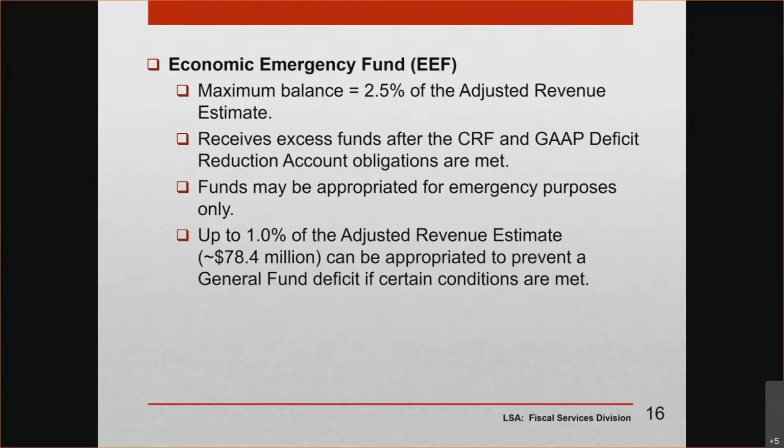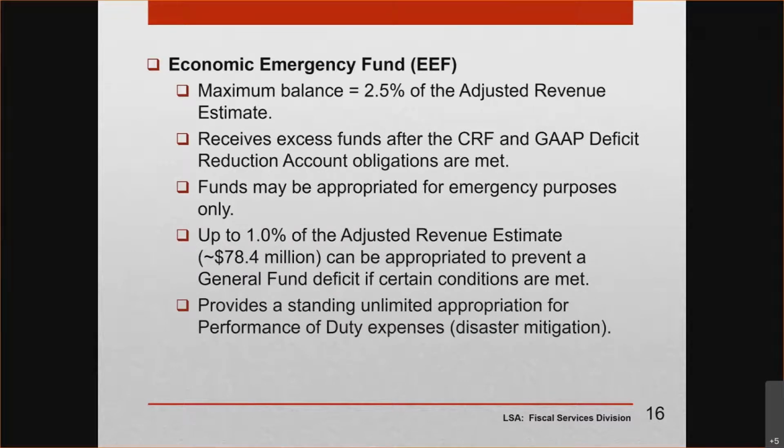The other provision associated with this, if this provision is used, is that there's an automatic appropriation in the next fiscal year that kicks in from the general fund that pays back whatever was used out of the Economic Emergency Fund to correct the deficit. Okay.